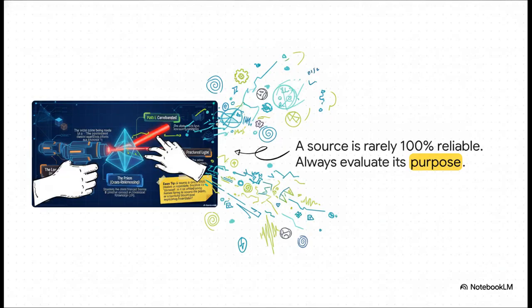Next up, a seriously cool tool, the cross-referencing laser beam. Here's how it works. You take a claim from one source, that's your laser beam. Then you shoot it through the prism of another source. What happens? Well, the light will either be corroborated, which makes the claim stronger, or it'll be fractured, revealing a contradiction, a bias, or a totally different perspective.